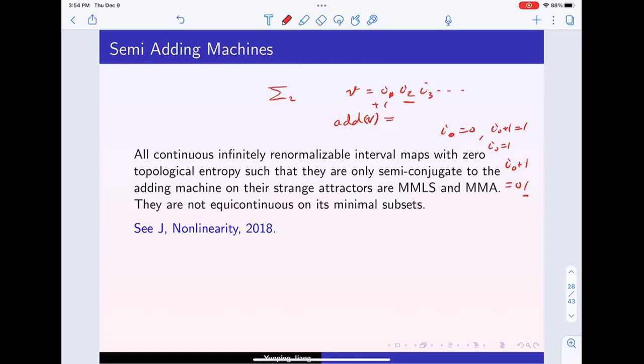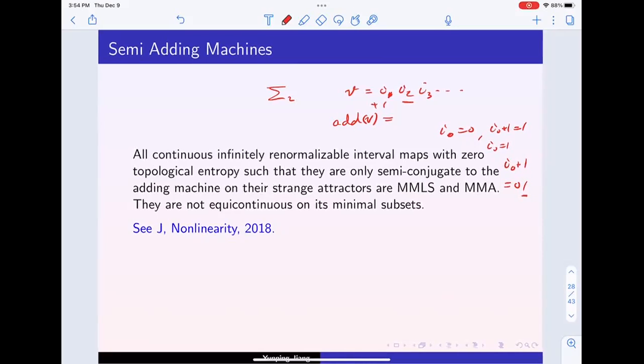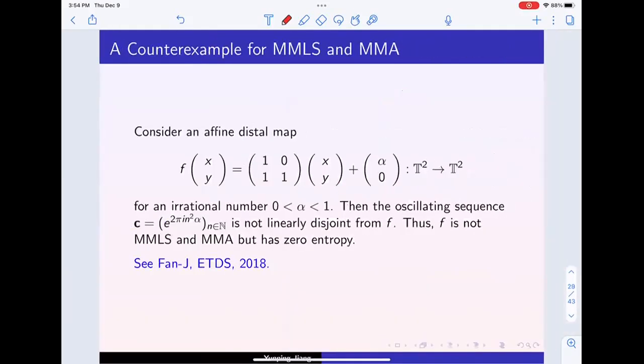But now you can construct a continuous map which is semi-conjugate to the adding machine, and that is not equicontinuous. But it is still MMS and MMA. So that's another example we constructed, which is not equicontinuous, but is still MMS and MMA. That's in this paper, which is also from 2018.